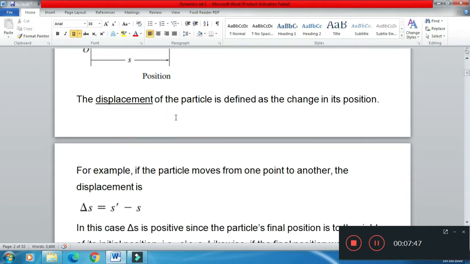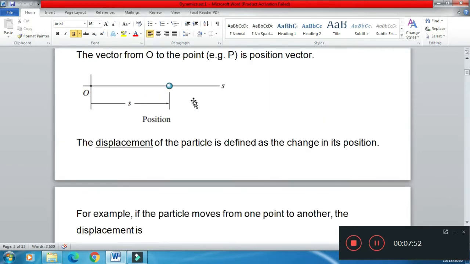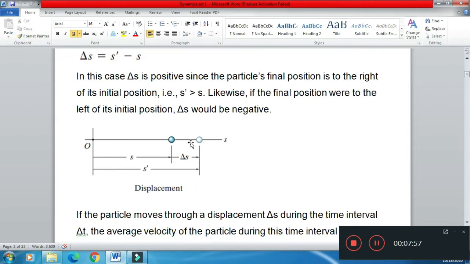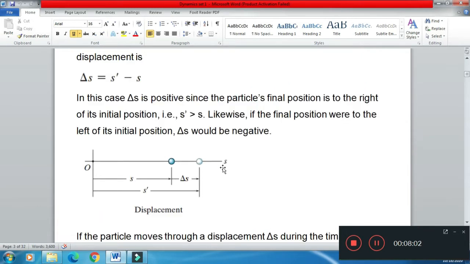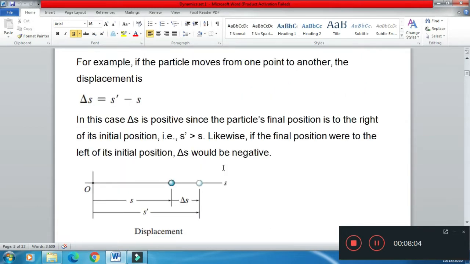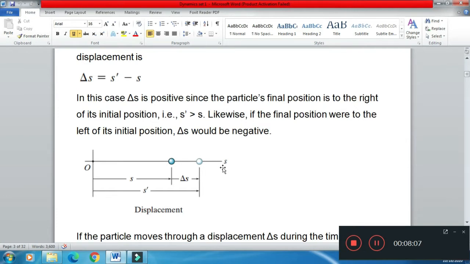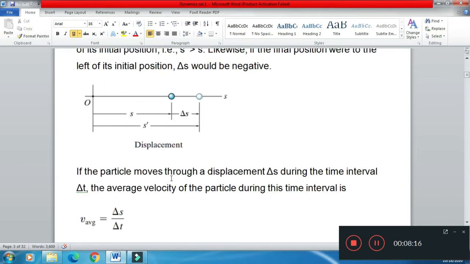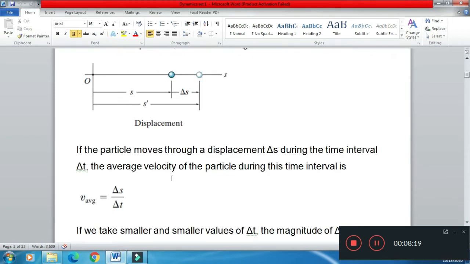Then displacement is the change in position. The particle initially is at this location. The particle moves and it reaches somewhere here. So this delta S will be the displacement. The displacement in this case will be positive if the particle is moving away from the origin. If the particle is moving towards the origin, then delta S or displacement will be negative.